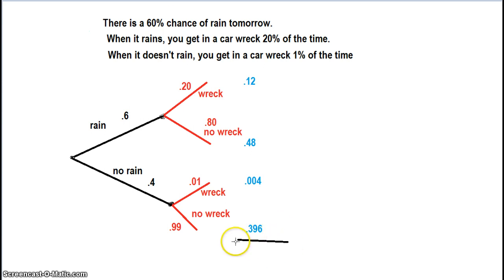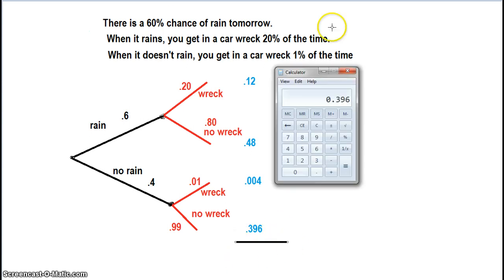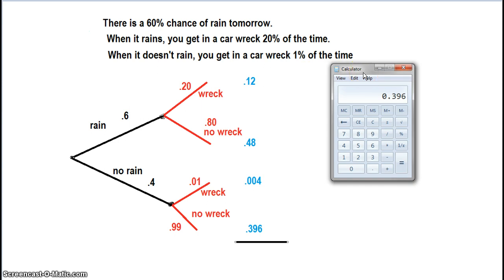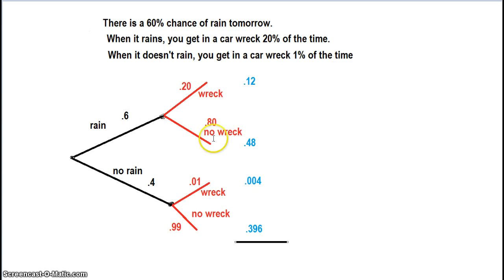Alright, and you can always check to make sure you didn't make an arithmetic mistake by making sure these add up to 1. Because 100% of the time you have to go along some path, so all your options should add up to 1. So 0.396 plus 0.004 plus 0.48 plus 0.12 equals 1. So we did it. We figured out correctly the probability of each of these paths.